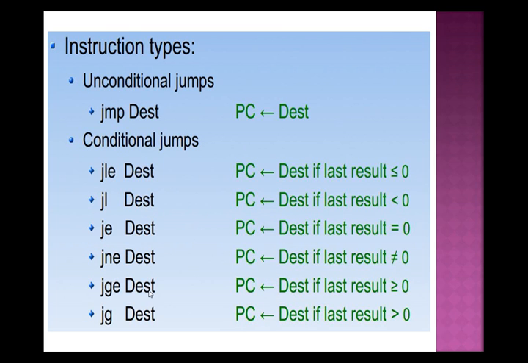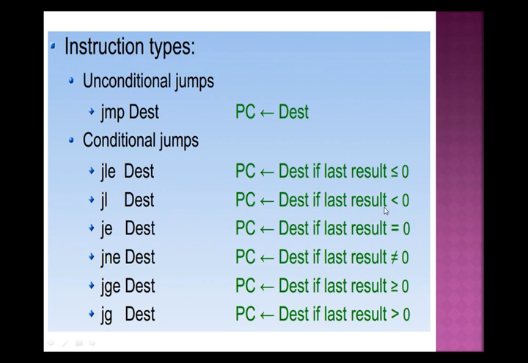The next instruction is your unconditional jump, which means jumping to the destination, that is, jumping to the destination and loading it into the PC. That is your JMP destination. Next, conditional jumps: JLE destination, if the last result is less than or equal to 0.